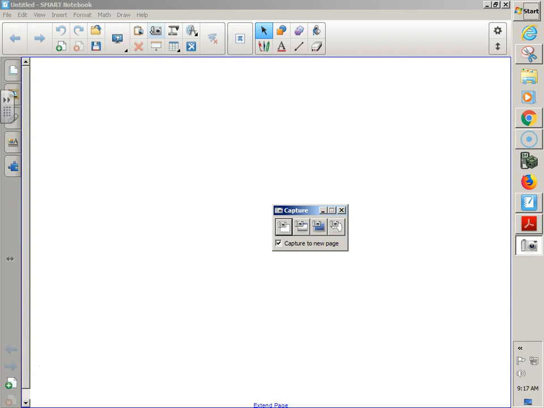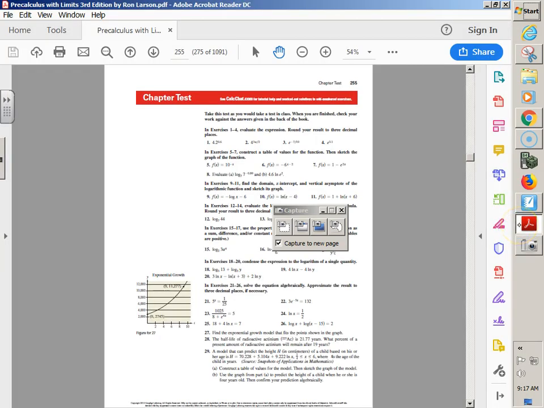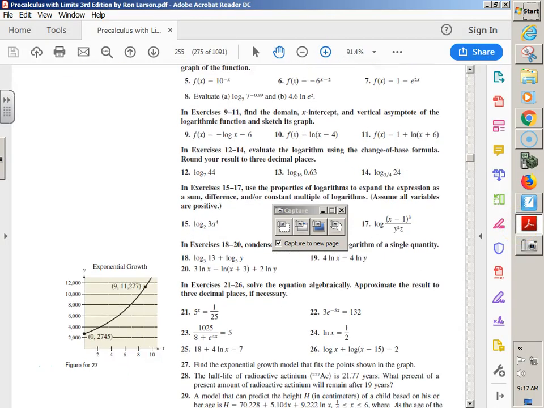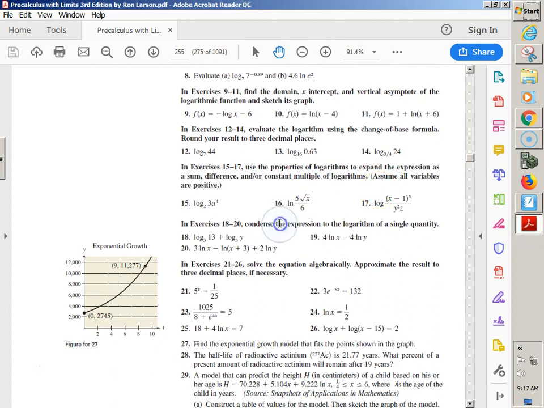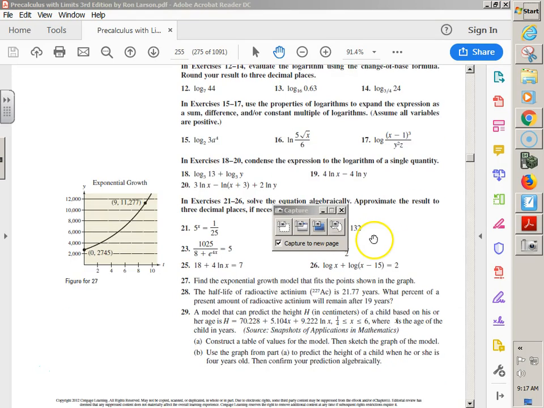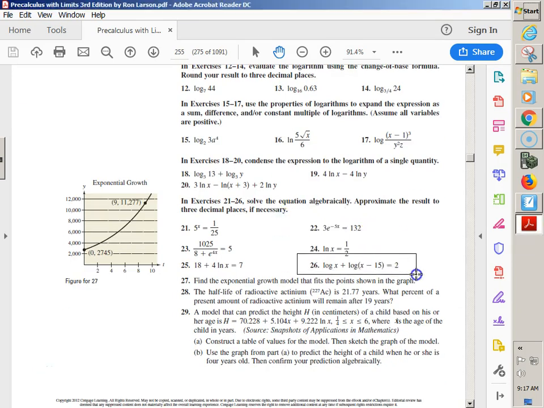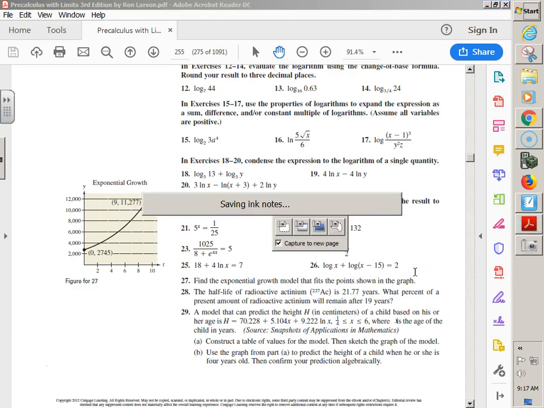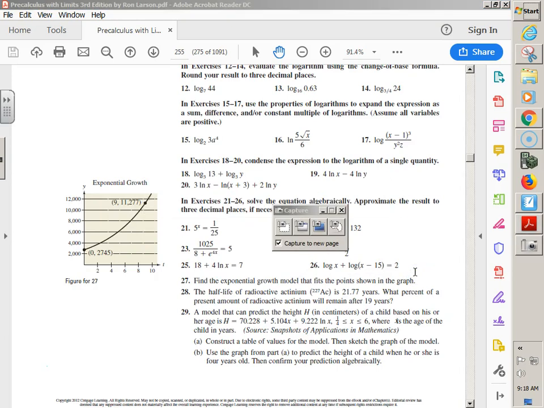Chapter 3, anything remaining? Jaden? 11 and 20? 26. Okay, anything else from chapter 3? Going once, going twice, and sold.